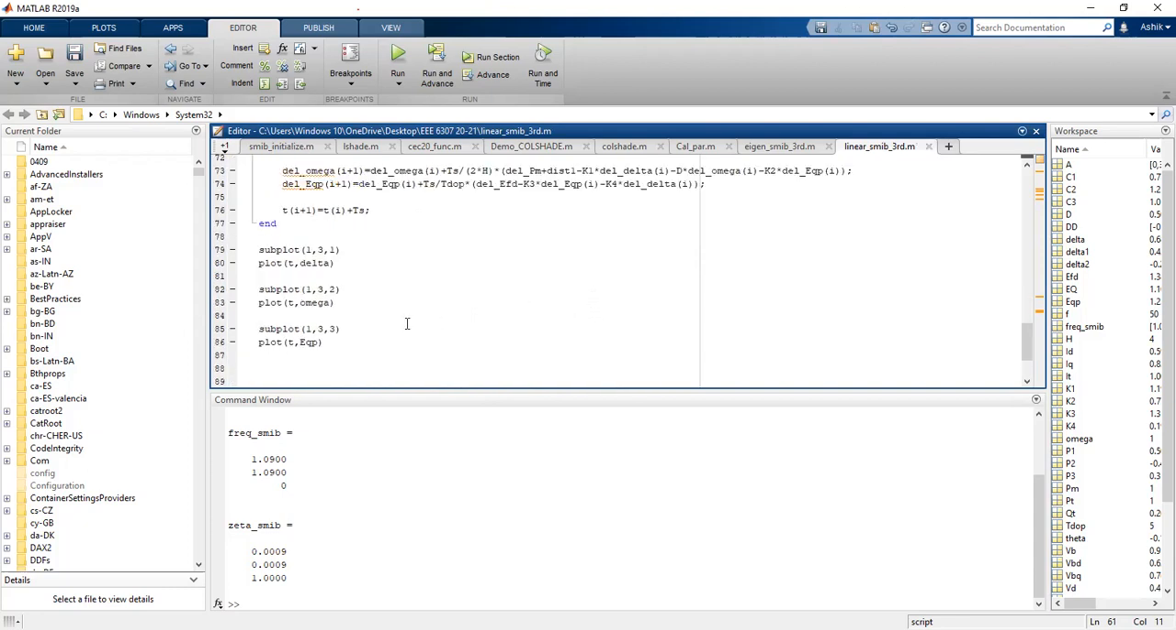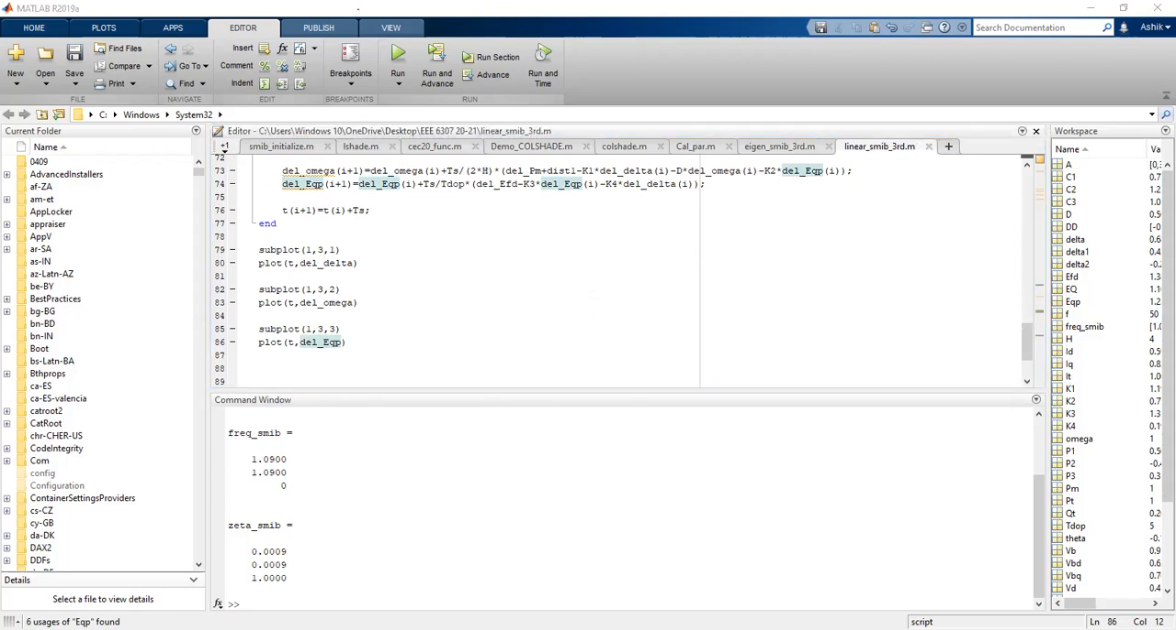Now we plot it. So the plot should be now T and del delta, del omega, because these are the states now. So for that, let's open the synchronize part. Okay, just a minute.